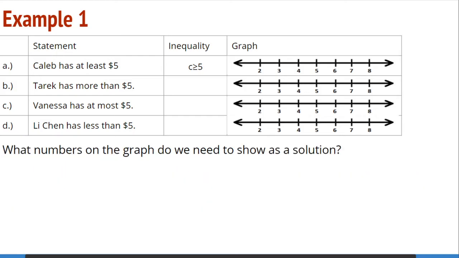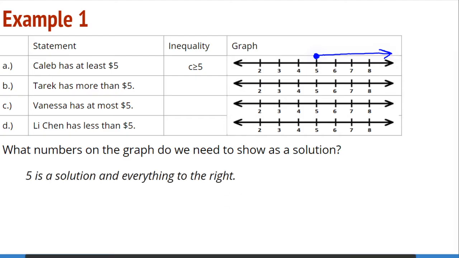How would we show this on the number line? How would we graph this as a solution? I need to show that he has $5 or more. So I'm going to start at the 5. I'm going to put a circle. If you have colors, you can put it right on the number line. I usually like to go right above the number line. I am going to fill in the little circle here for 5. If I fill in the circle, that means equal to. So he could have $5 and he could have anything more than $5.